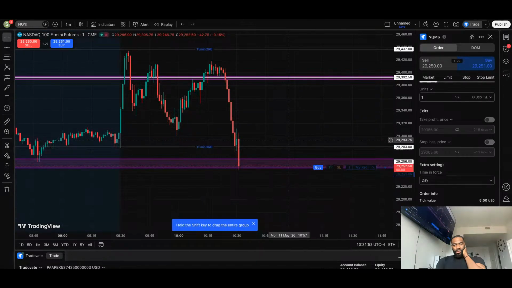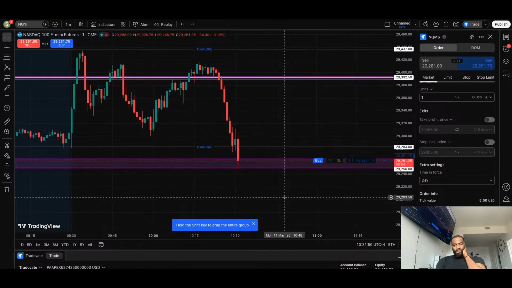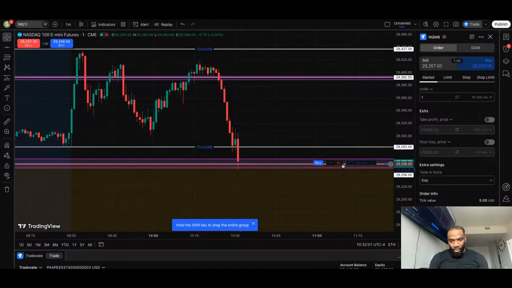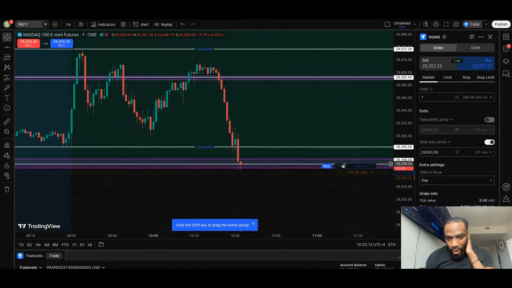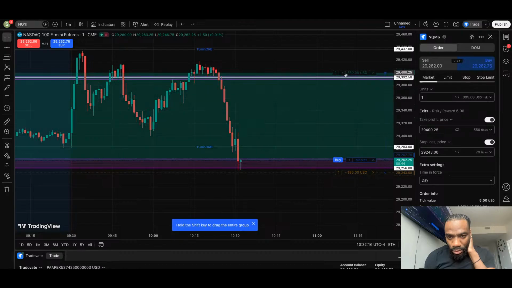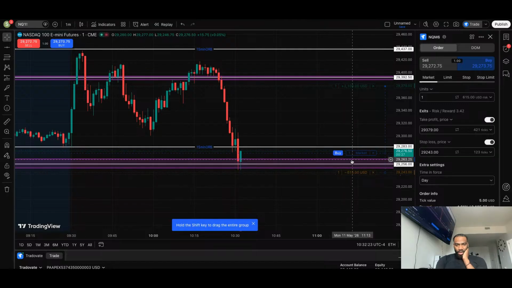It's a good thing I waited. It's an even better level to enter at. I'm gonna shoot though. I need to see, I see a green engulfing candle. Yeah, that's a move right there. Good job.